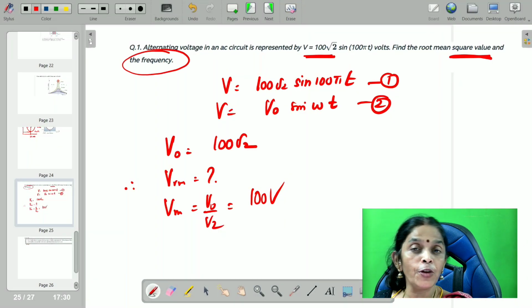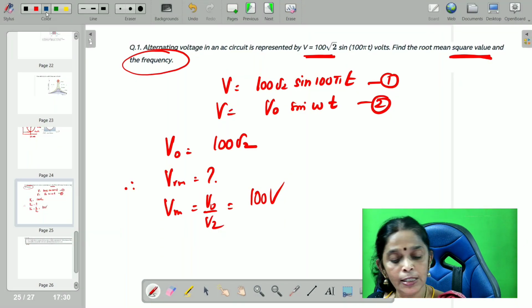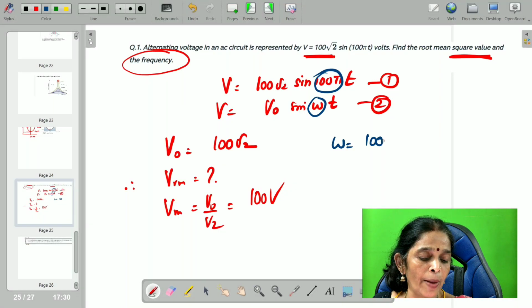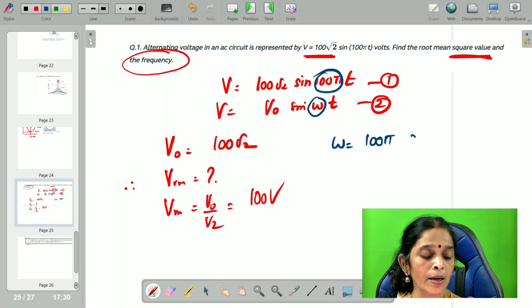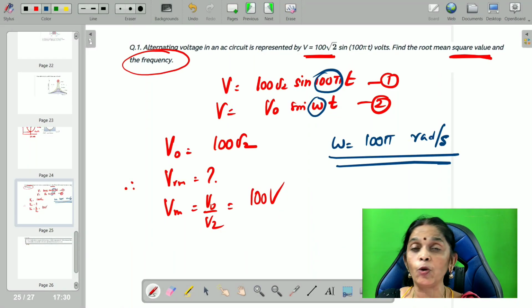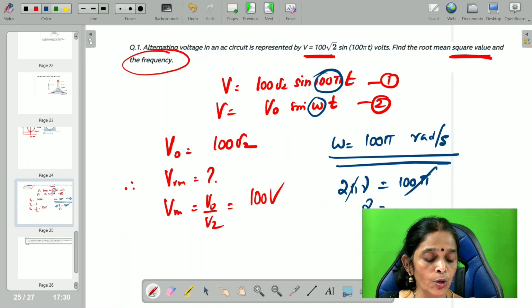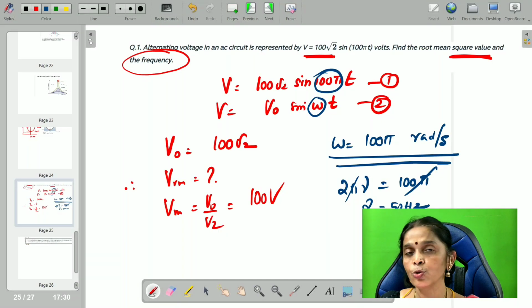Next we have to find the frequency. Which is the frequency, children? Yes, this is it. Omega is equal to 100 pi radian per second. You can leave it like that. Or otherwise, if you want to find it in terms of nu, you can say 2 pi nu is equal to 100 pi. Pi gets cancelled. So nu is equal to 50 hertz. Hope you understand, children.